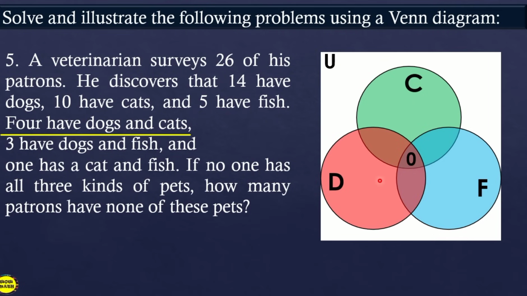So, let's start with 4 have dogs and cats. So, ito si dogs, ito si cats. So, dito po siya. And, ito yung palatandaan ninyo dyan. And means intersection. So, dogs and cats, that is 4. And then, let's have 3 have dogs and fish. Ito si dog, fish. So, and means intersection ni dogs and fish. So, lalagay natin dito si 3. And then, next is, we have 1 has a cat and fish. So, ilalagay natin dito is 1.